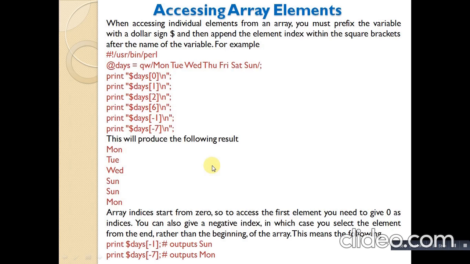Now, how you can access the array elements in the Perl language. We have just seen how you can assign and populate string values to an array. Now, when accessing individual elements from an array, you must prefix the variable with the dollar symbol and then append the element index within square brackets after the name of the variable. After the name of the variable, we must have the index.